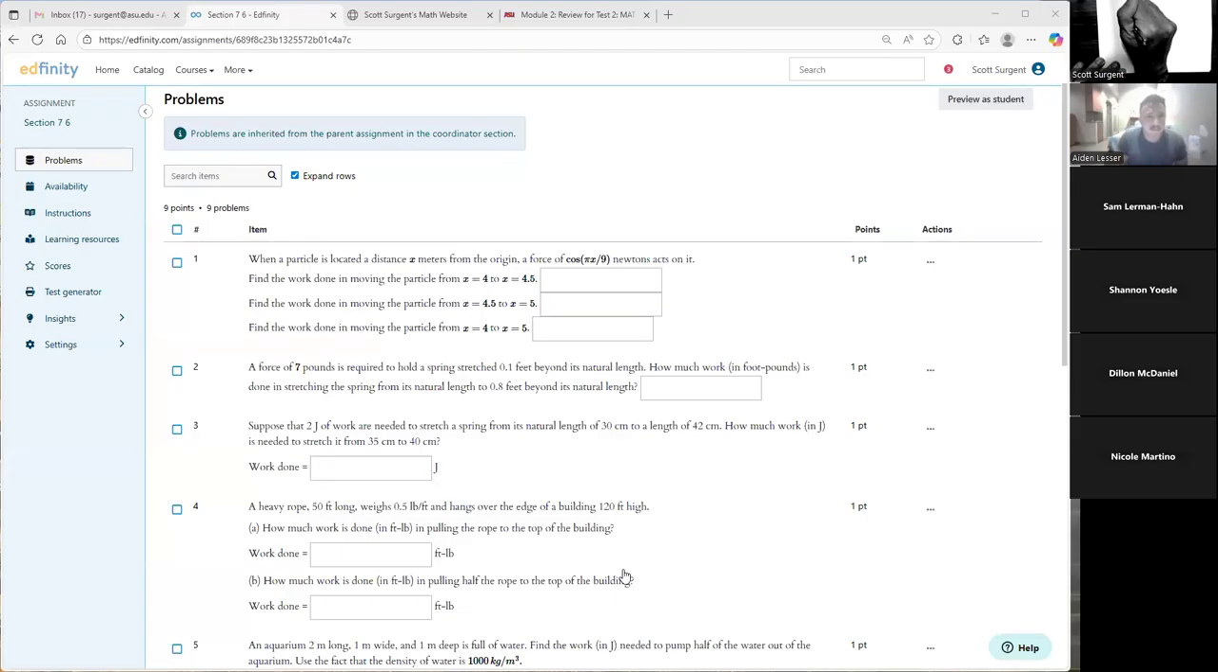Suppose that 2 joules of work are needed to stretch a spring from its natural length of 30 centimeters to 42 centimeters. So the 30 is the natural length. I'm going to make a note of that. That's its rest length. How much work in joules is needed to stretch it from 35 centimeters to 40 centimeters? Okay. So it's this one right here. Let's do that one.